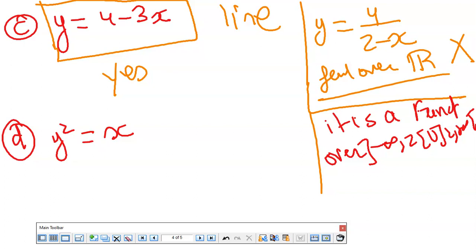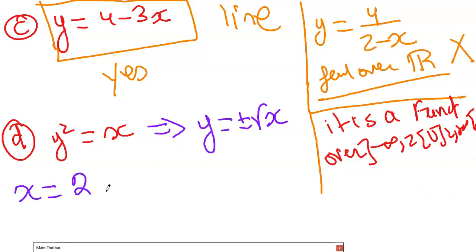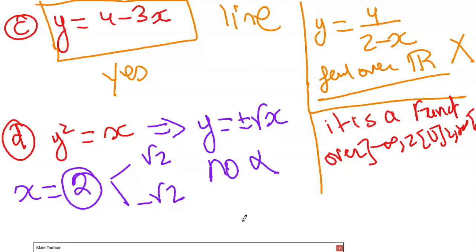This one, y squared equal x, is it a function? If I want to solve this kind of question, the best way is to write y is equal to plus or minus radical x. If you replace x by any value, let's say x equal to 2, how many y's does it give? It could be plus radical 2 or minus radical 2. For the same x, I have two y's. So no, it's not a function, because for the same x I have two images. Any value of x other than 0 gives me two y's.